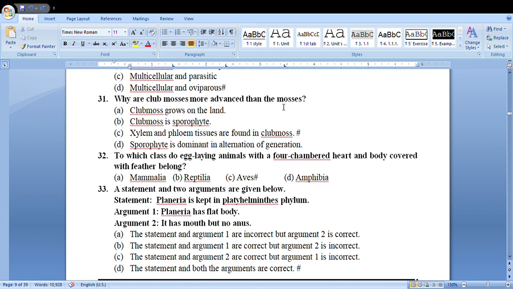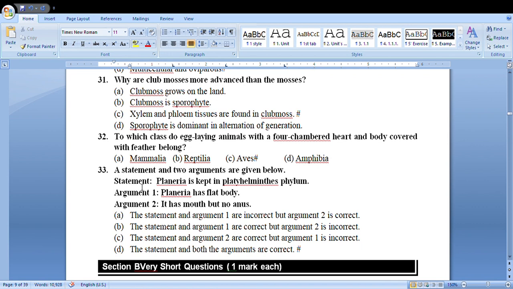Why are club mosses more advanced than mosses? Xylem and phloem are found in club moss. To which class do egg-laying animals with four-chamber heart and body covered with feather belong? Obviously, birds. A statement and two arguments are given below. Statement: Planaria is kept in Platyhelminthes phylum. Argument 1: Planaria has flat body. Argument 2: it has mouth but no anus. Correct answer is the statement and both arguments are correct.